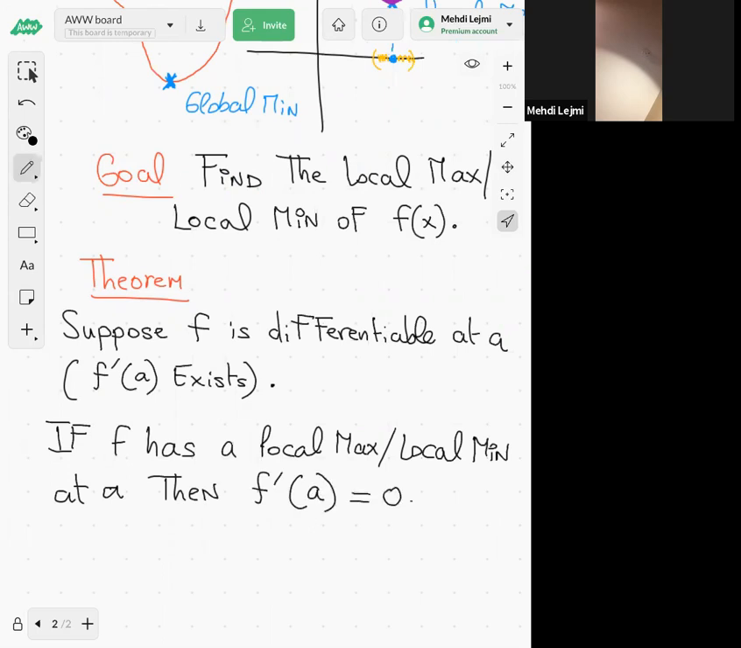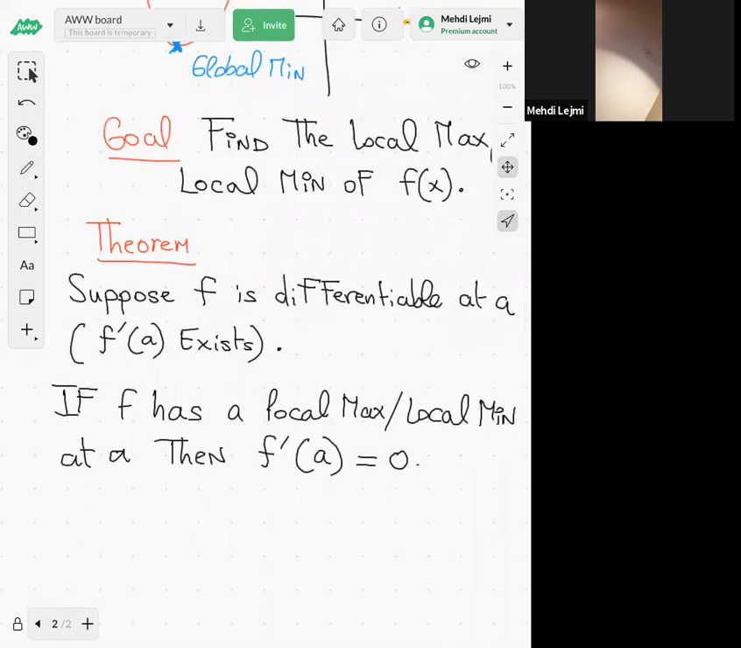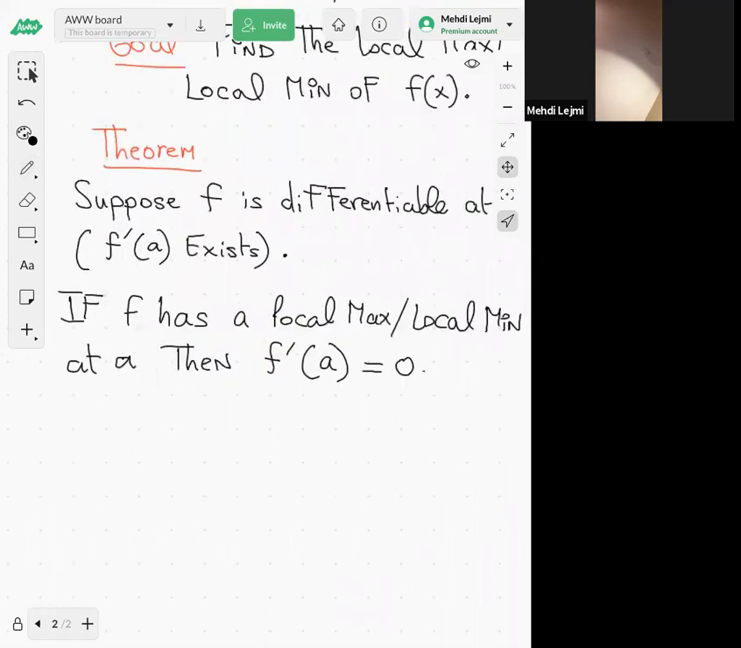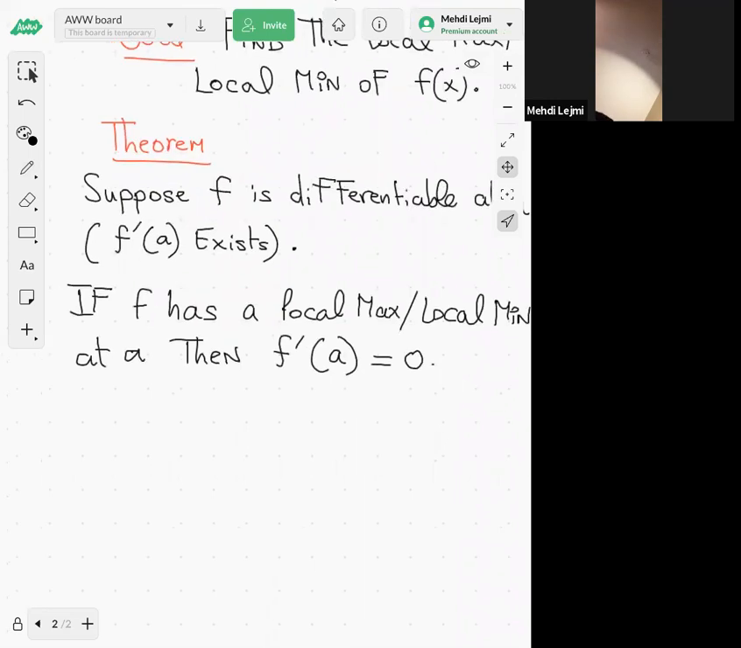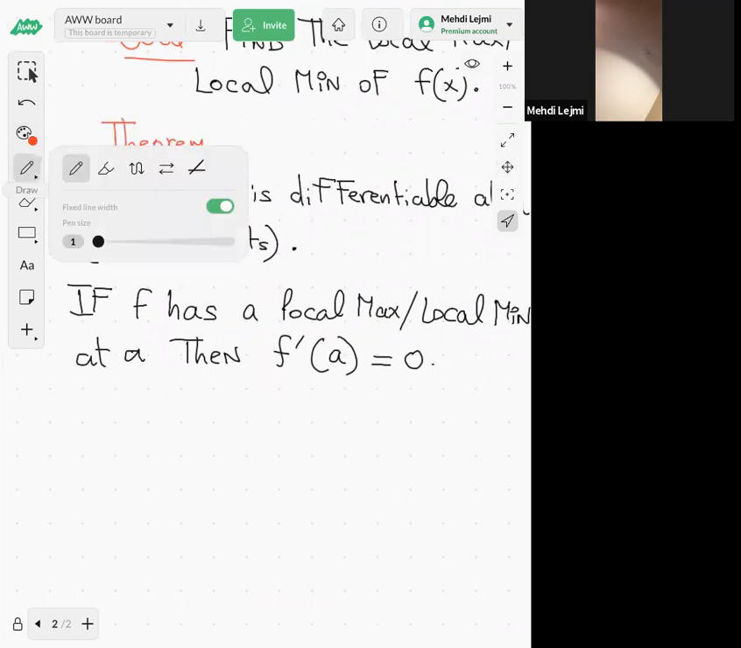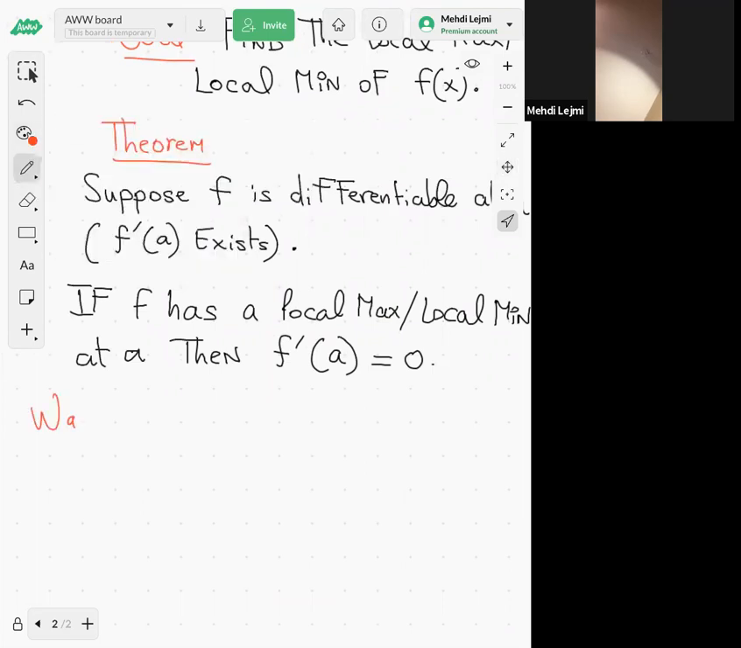So what we are saying, guys, is that if a function has a local maximum or local minimum at some value a, then the derivative of the function must vanish at a. The thing here is just be careful. The fact that the derivative is 0 at a doesn't mean that f has a local maximum or minimum at a. So this is a warning.